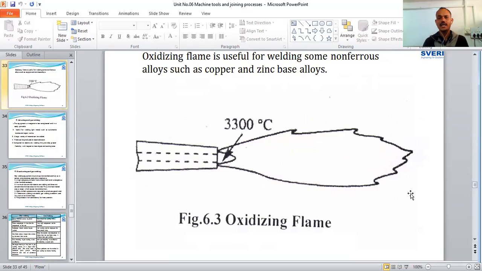Now this one is the oxidizing flame. When we increase the proportion of oxygen as compared to acetylene, we get such a type of flame. So the oxidizing flame is used for welding some non-ferrous alloys such as copper and zinc based alloys. There are so many alloys, so it is related to material science, and such flames, that is the oxidizing flame, will be used in such materials.